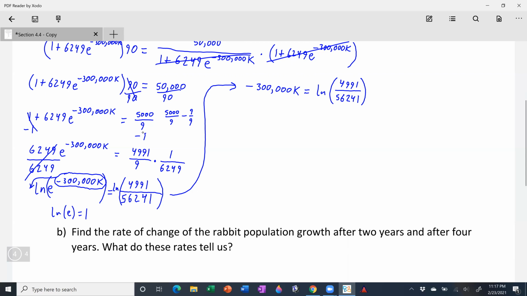Okay, so here we are. We're almost done with getting k. So divide both sides by negative 300,000. And this is going to look a little bit crazy, but I'm going to just write it like this.